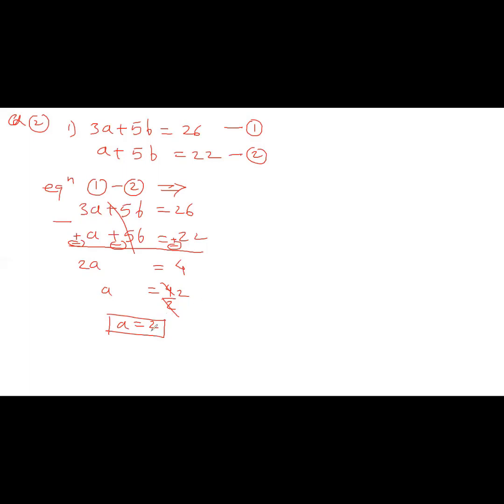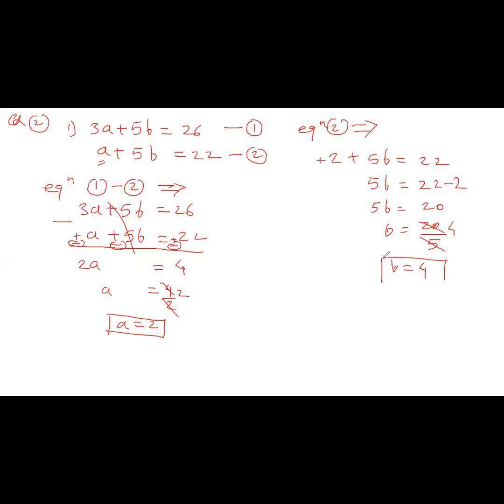Now we are going to substitute this a equals to 2 in any one of the equations. So I will put in equation 2. Equation 2 implies a plus 5b. So we are going to put a as 2. We shall write here 2 plus 5b equals to 22. You can see plus 2 is here. Here it comes minus 2. 22 minus 2 is 20. So 5 multiply, here it comes divide. So 5 4s are 20. We got b equals to 4.